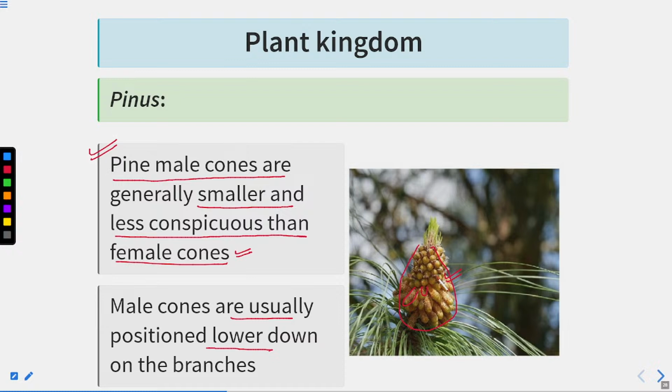So you have to remember 2 points. The male cones are less conspicuous than the female cone, means they are smaller in size, right? And they are not present at the top of the branches, they are present lower down the branches. Okay.